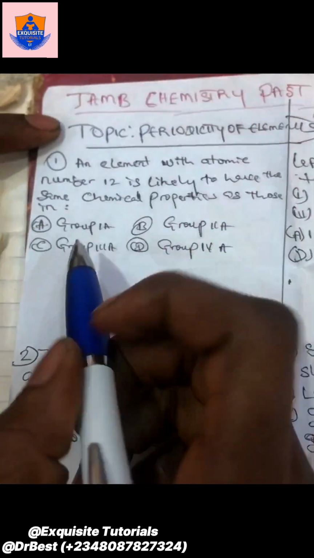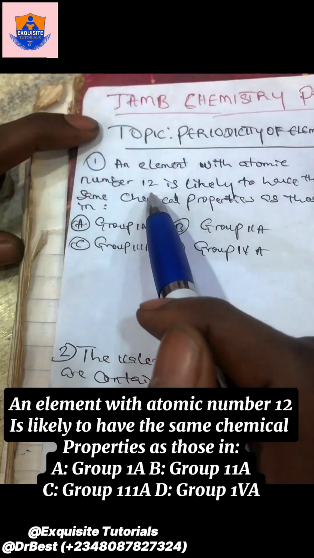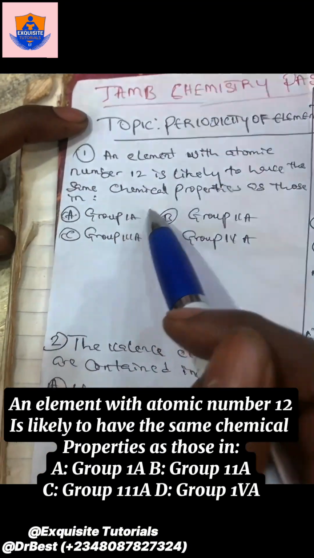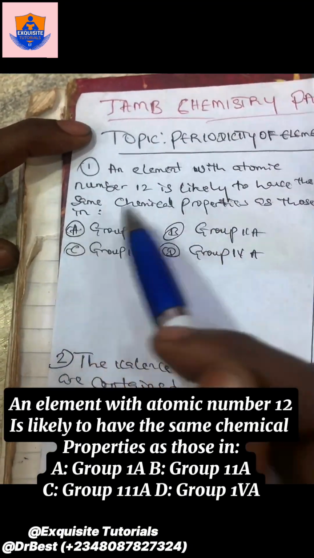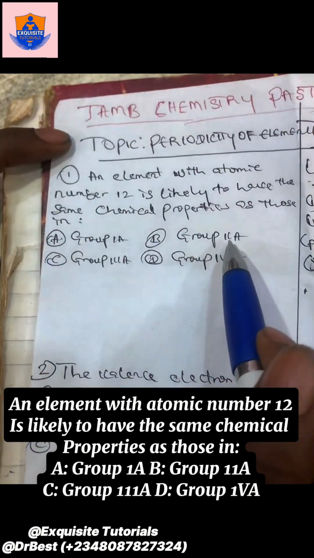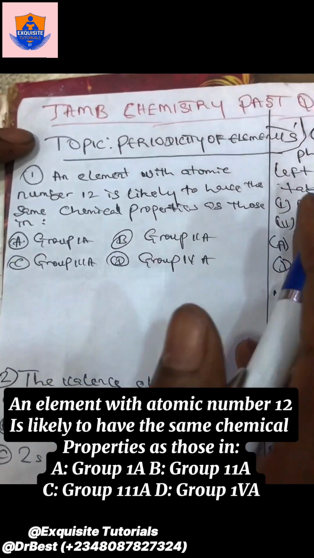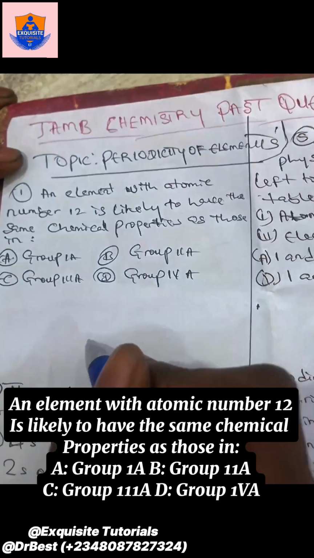Okay, now let's go with this question. This question says, an element with atomic number 12 is likely to have the same chemical properties as those in group. A says 1A, B says 2A, C says 3A, while D says group 4. Now, how do you know the group of an element?